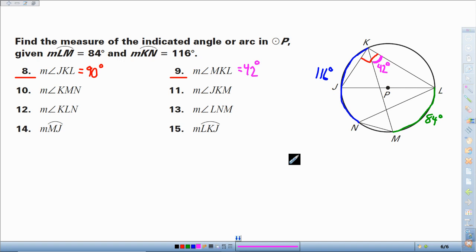And the theme of this is these are going to build on one another. So, number 10, the fact that we have all of this info on here is really important. We probably need to know that this is a 42-degree angle to get some of these other answers.